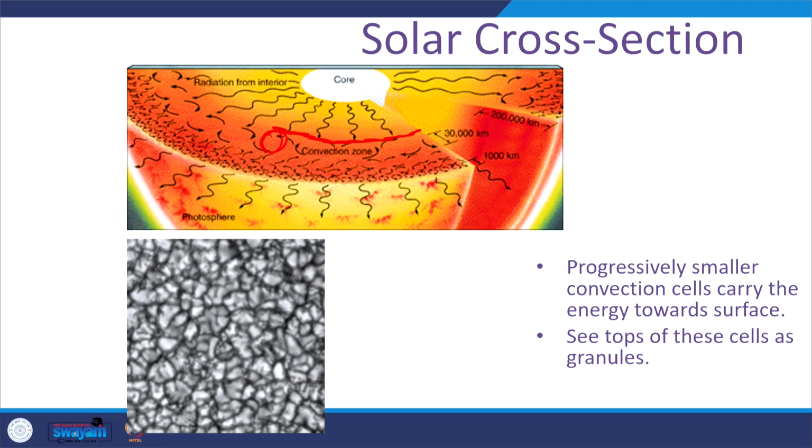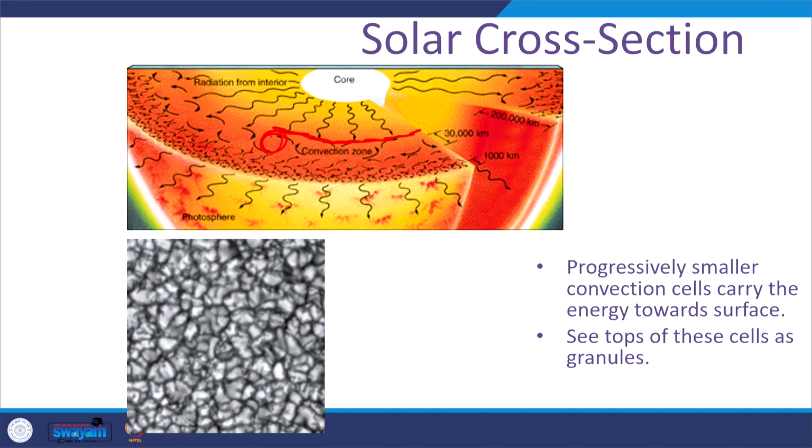This convection cell deposits its energy. By the time they lose the energy, they deposit it at the bottom of the next layer of convection cells, and as a result, energy makes it outwards towards the surface. Now you see the progressively smaller convection cells carry the energy towards the surface. If you see this figure carefully, the size of the cell becomes progressively smaller as you travel away from the core, or from the center.